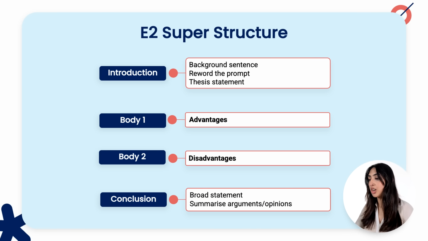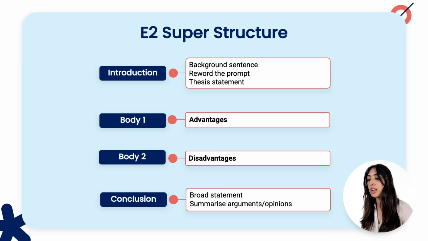In the introduction, your background sentence will help introduce the overall topic. Then, you'll reword the prompt by paraphrasing it in your own words. And finally, you'll give a thesis statement where you'll say what you'll write about and your position on the topic. Your position is what you consider to be advantages and disadvantages. For example, you might say something like, in this essay, I will outline what I consider to be the main advantages and so on. In the 2 body paragraphs, you'll need to cover your advantages and disadvantages.